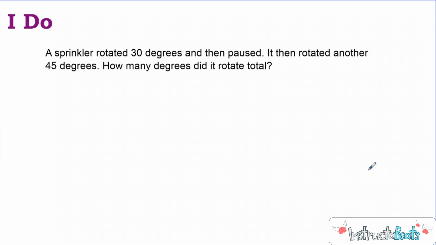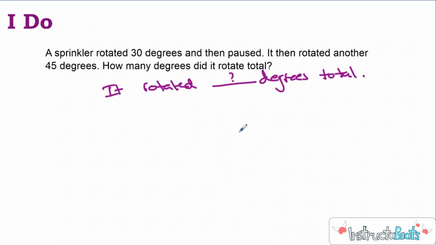So here we go. Here's a real life problem. A sprinkler rotated 30 degrees and then paused. It then rotated another 45 degrees. How many degrees did it rotate in total? Even though this is an easy problem for some of you, we're still going to write our statement, beginning with the end in mind. I know what I'm trying to answer. So it rotated 30 degrees, then paused, then rotated another 45 degrees. Some of you might know the answer is 75, and that's awesome. But I just want to show it out.